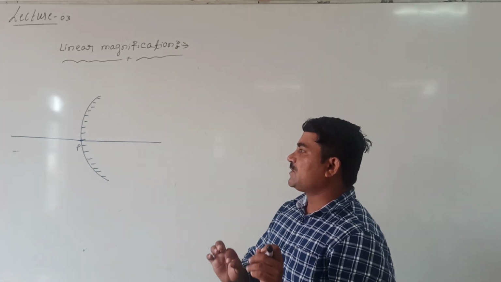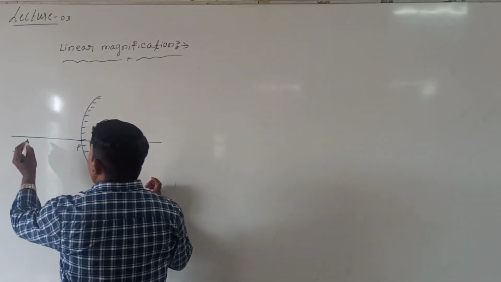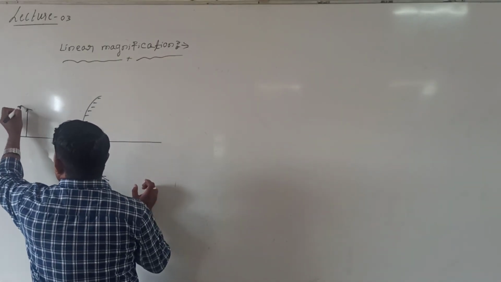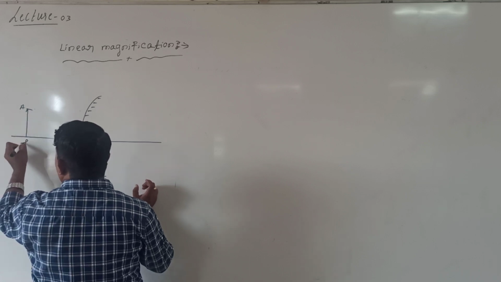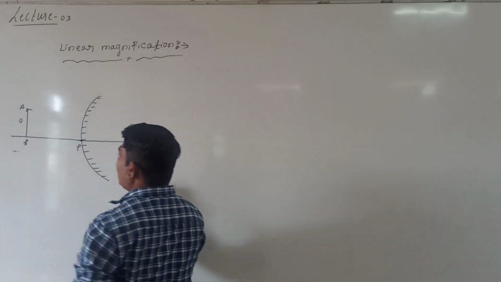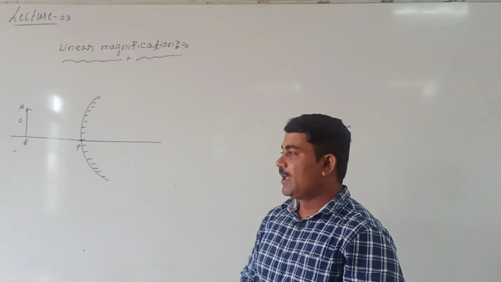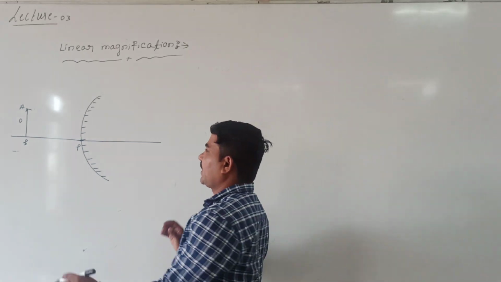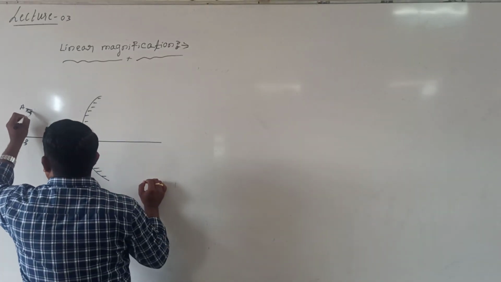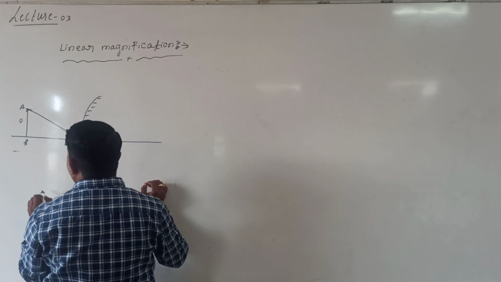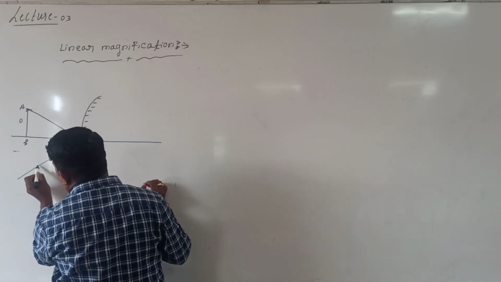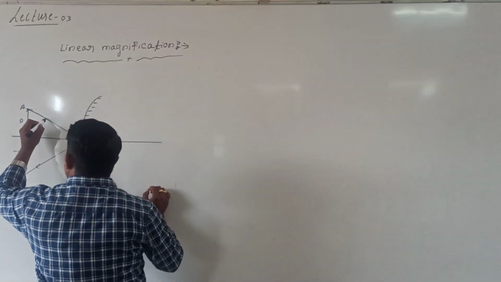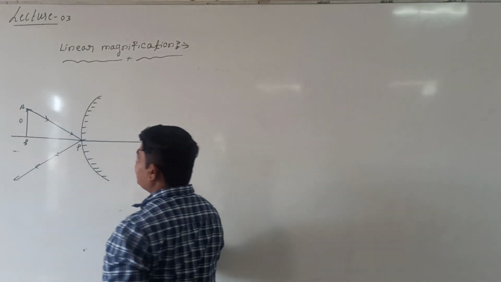Now the object is situated somewhere here. Let us take this as the object, AB. This object AB has some height, which can be represented by the value O. Now consider a ray of light incident at the pole and reflected. This is the ray of light incident at the pole. After incidence, the ray of light must be reflected back. In this direction it is reflected. In this direction the ray of light is incident and it is the reflected light.